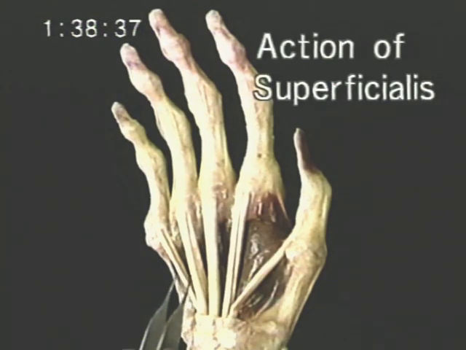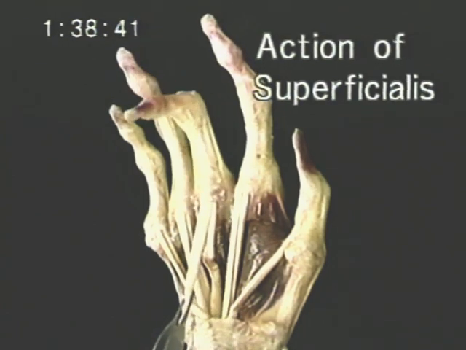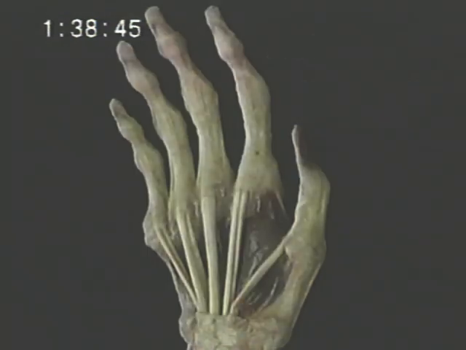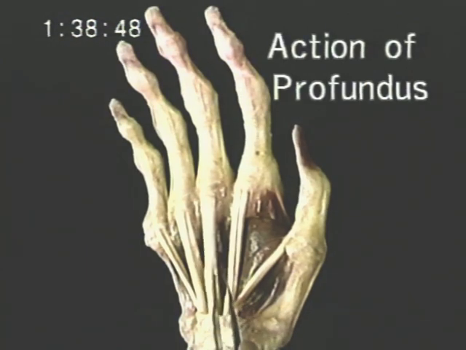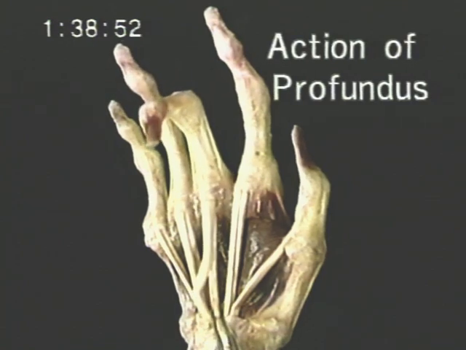The action of flexor digitorum superficialis is to flex the proximal IP joint and the MP joint. The action of flexor digitorum profundus is to flex both the IP joints and the MP joint. Now let's look at the muscles that extend the fingers.